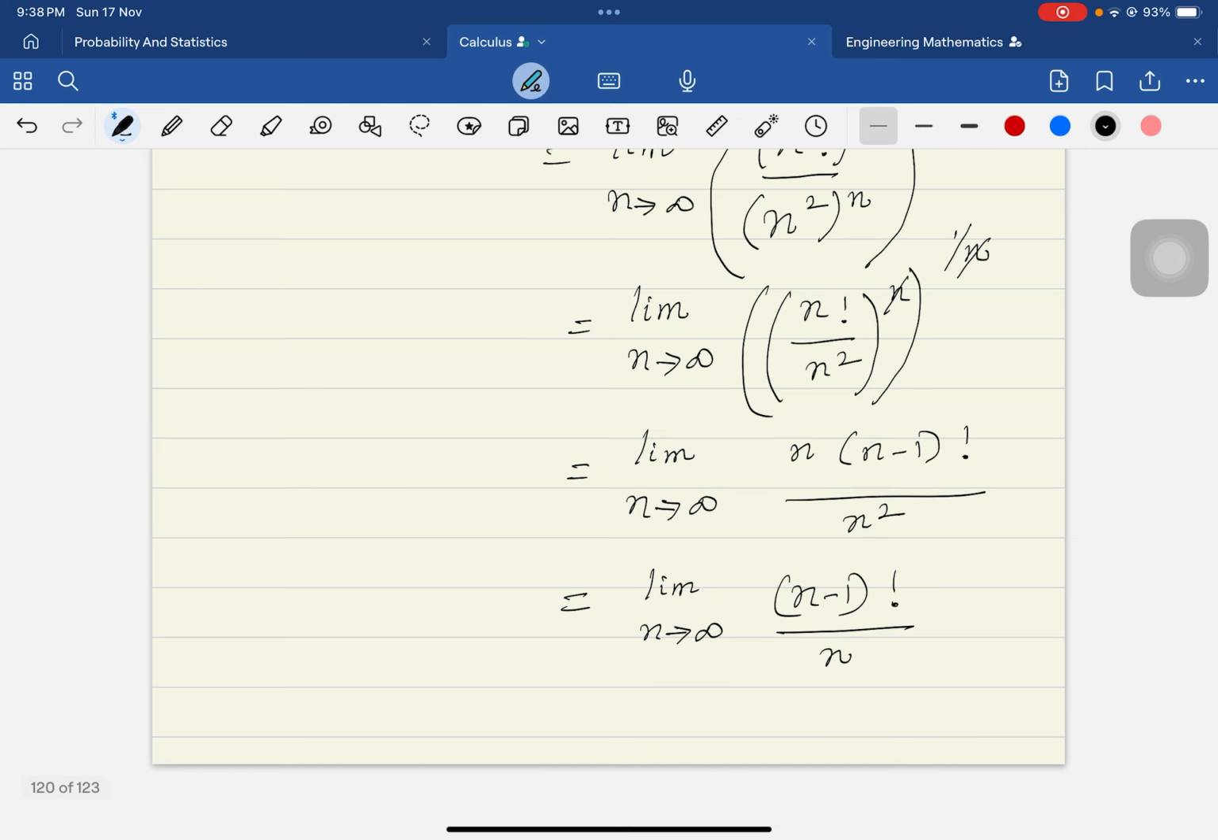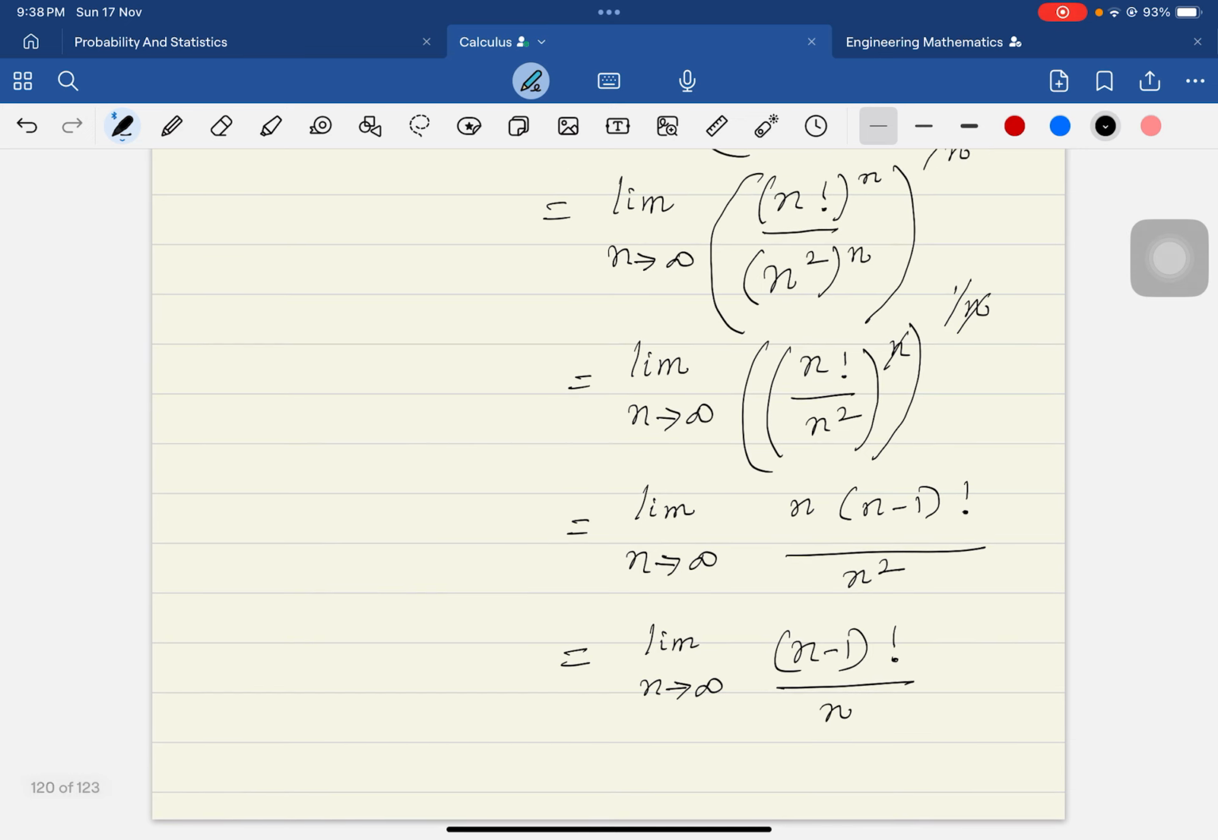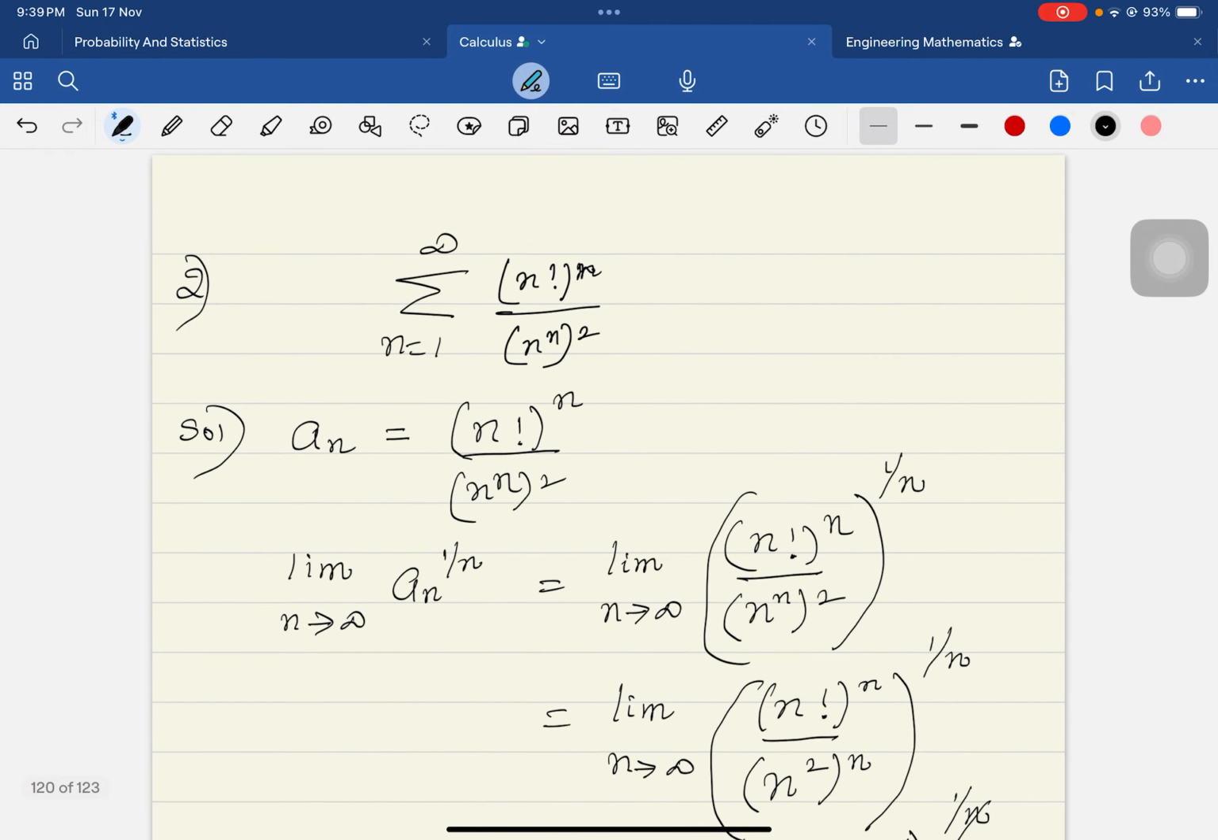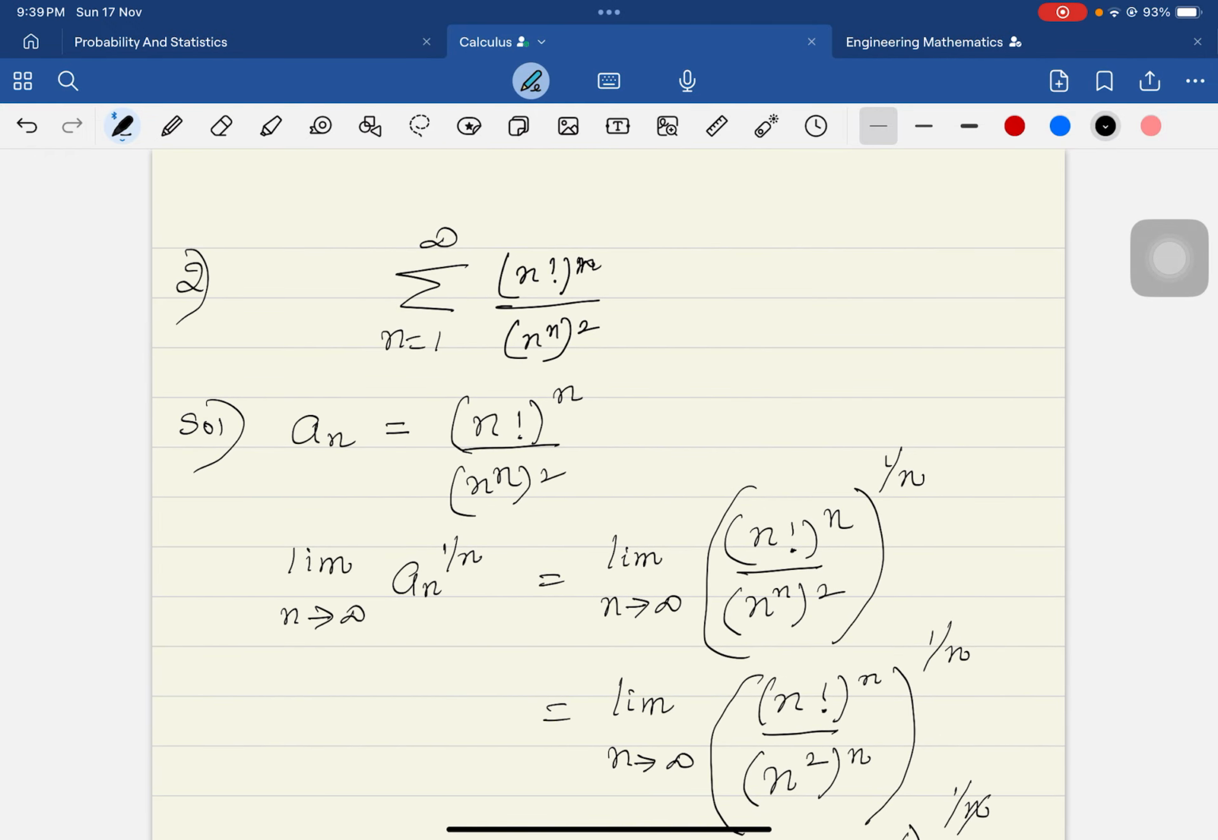So as n goes to infinity, this value, (n minus 1) factorial, of course goes to infinity, and this is greater than 1. So what you can say is that the given series is divergent. The series is divergent. I hope you could understand how the series is convergent or divergent depending upon the limit as n tends to infinity; when a_n to the power of 1 by n is greater than 1, it means it is divergent. I hope it is very much clear.